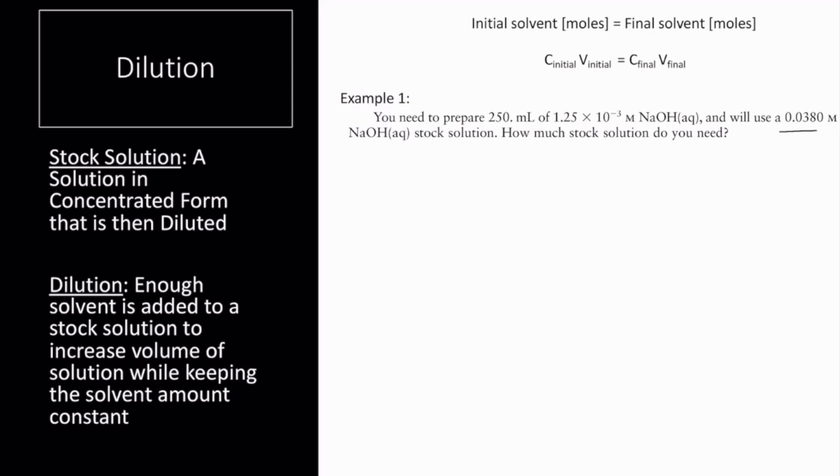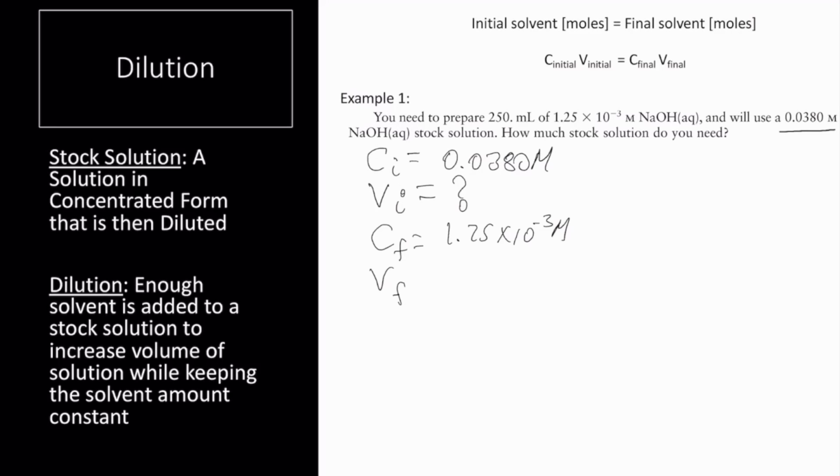Okay, so first we know that the initial concentration of the stock solution is 0.0380 molar. We need to know how much of this initial volume we need. The final concentration of the diluted solution is 1.25 times 10 to the negative 3 molar, and we need a final volume of 250 milliliters. So we can use the equation for dilution where the unknown is the initial volume.